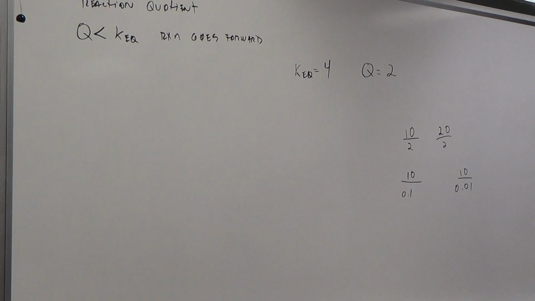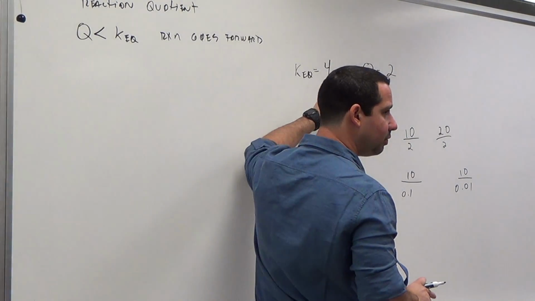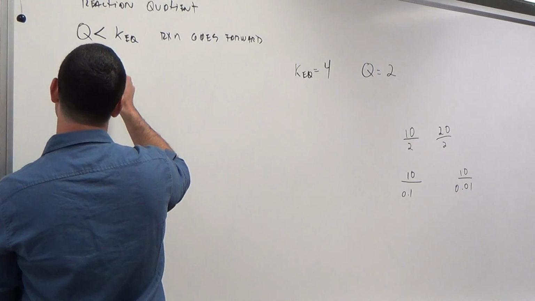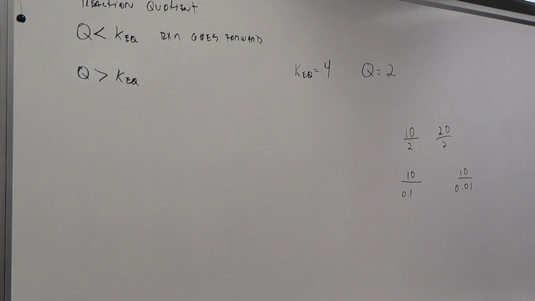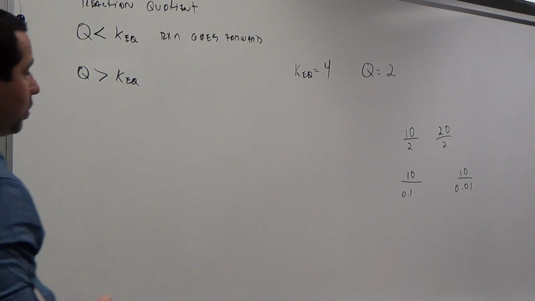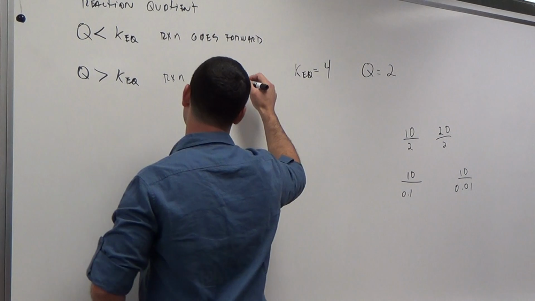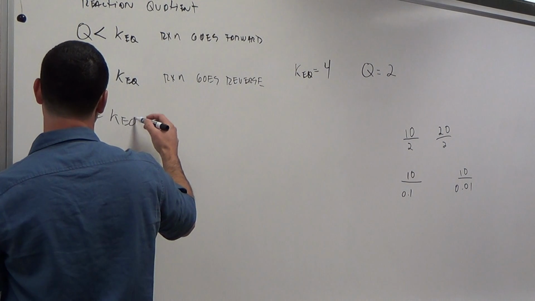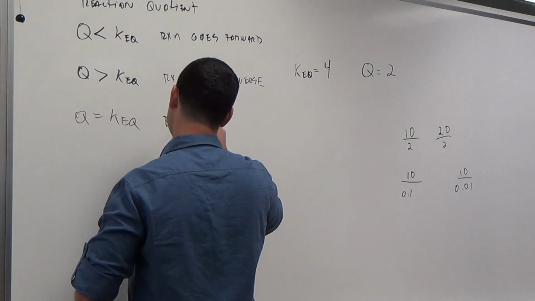And equilibrium is reached when? In this case, at 4. If it doesn't get to 4, it's going to continue wanting to get to 4. Sometimes it can't do it. Now what happens if Q is greater than the equilibrium constant? You'll have too many products, so the reaction needs to go to the reactant side to make this number smaller. The reaction goes reverse. And if Q is equal to Keq, the reaction is at equilibrium.